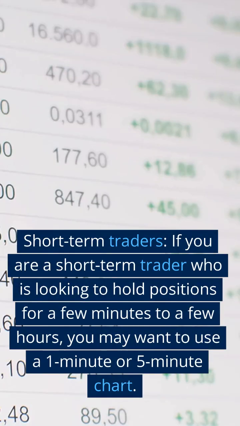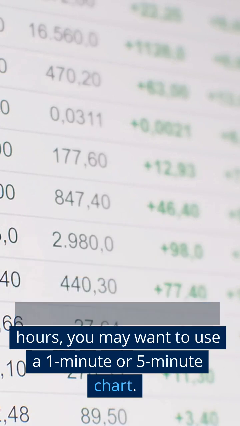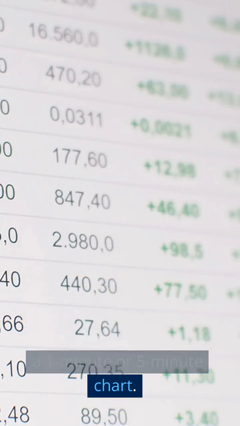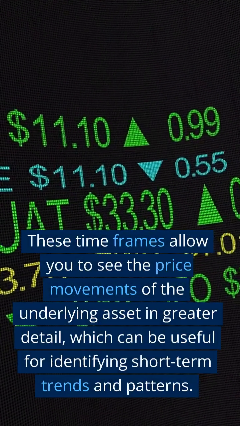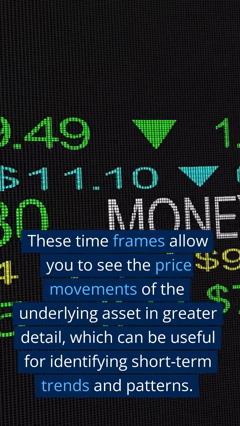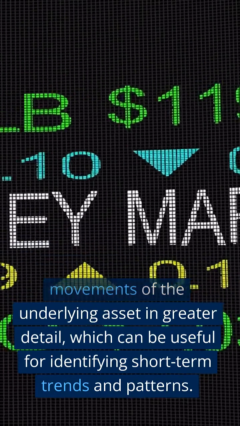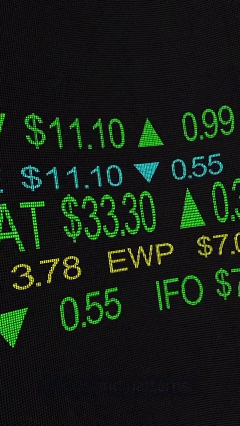Short-term traders. If you are a short-term trader who is looking to hold positions for a few minutes to a few hours, you have to use a 1 minute or 5 minute chart. This 1 minute or 5 minute time frame allows you to see the price movements of the underlying asset in greater detail, which can be useful for identifying short-term trends and patterns.